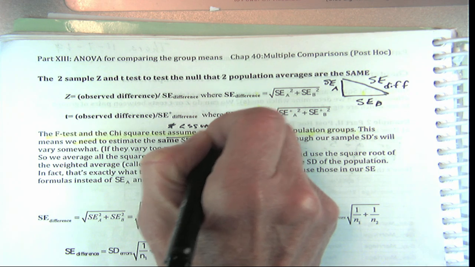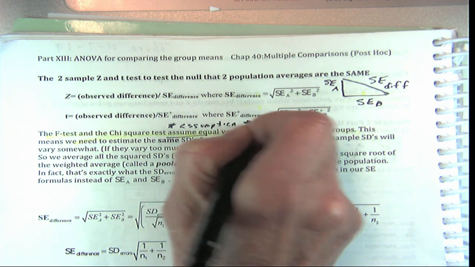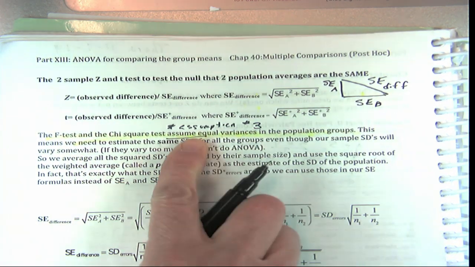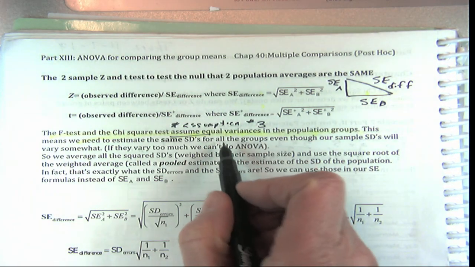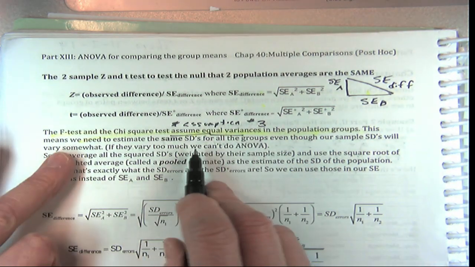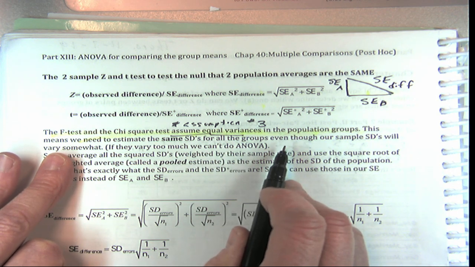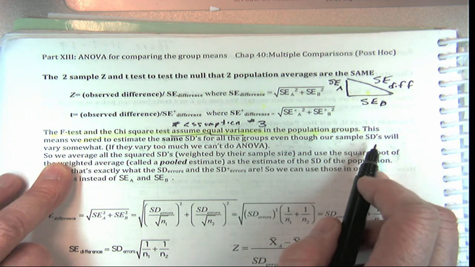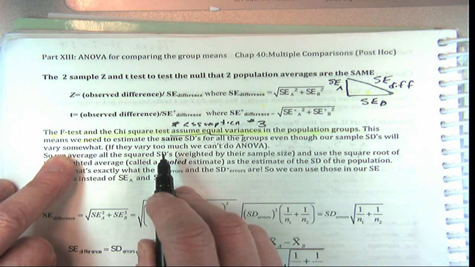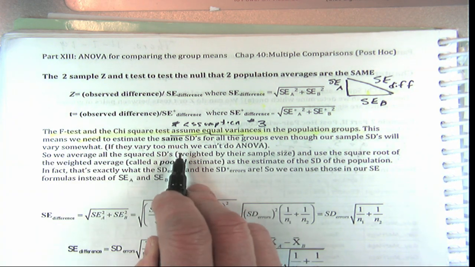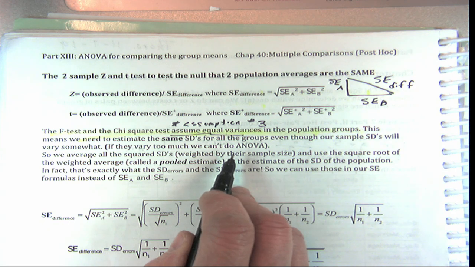Assumption number 3. Okay, it's what we've always had. Now, this means we have to estimate the same standard deviations for all the groups, even though our sample standard deviations will vary somewhat. If they vary too much, then we can't do ANOVA.